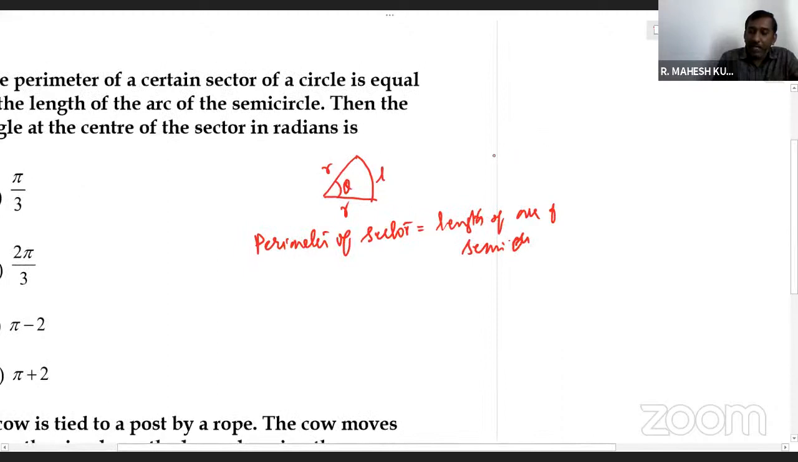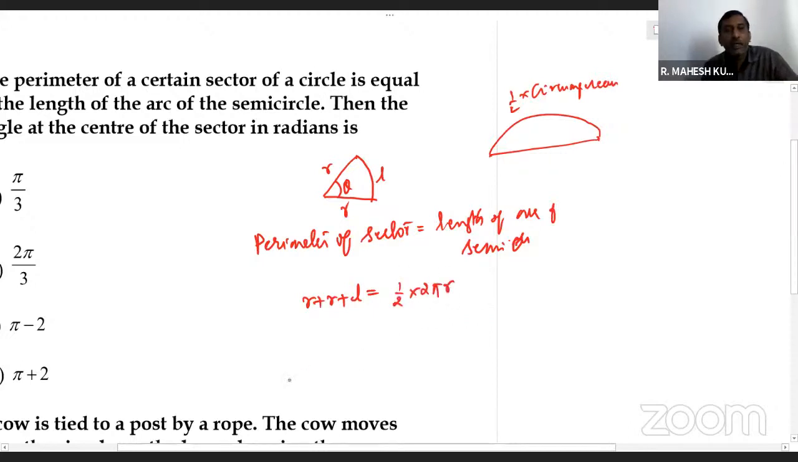Now if you take a semicircle, the arc of semicircle is going to be half of the circumference, understood? Half of the circumference. Now what is the perimeter of the sector? It is going to be 2r plus L. This is the perimeter. Then length of arc of semicircle means half of 2 pi r. This is the data given, right?